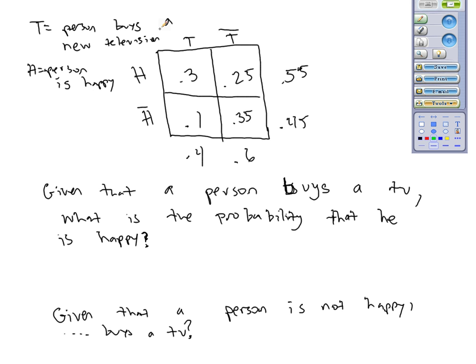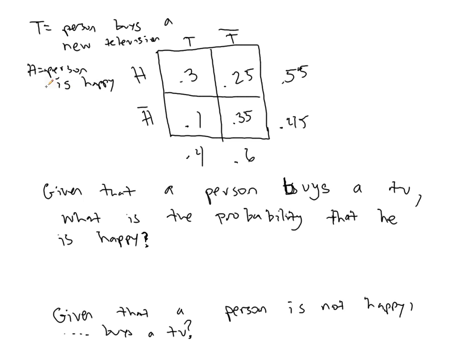So let T be the event that a person buys a new TV. Let H be the event that the person is happy. And let's say that these are all the outcomes. So 55% of the time people are happy regardless, 45% of the time people are not happy, and 40% of the time a person has bought a new TV, and 60% of the time they haven't. And then 30% are happy and they own a TV. We don't know why they're happy. We don't know why they bought a TV, but 30% of them are in that case.